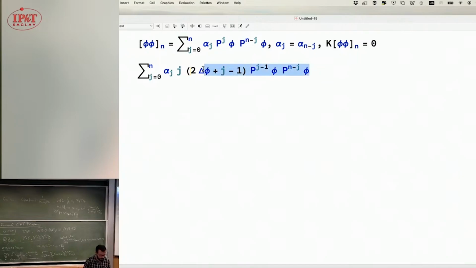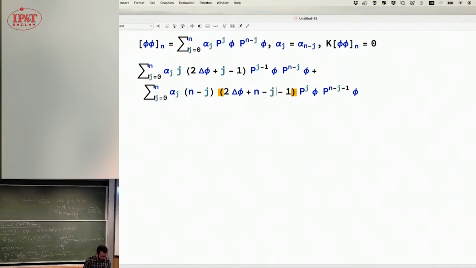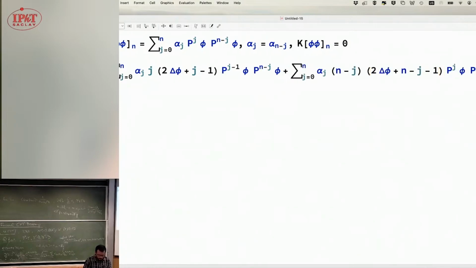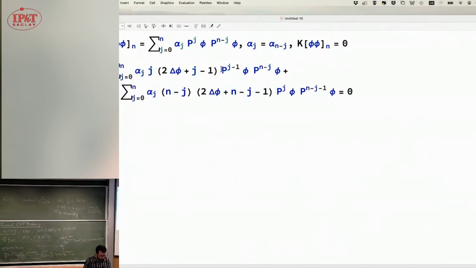That's from the first term, and then from the second term, applying the product rule, it acts on the second one, decreases the power by 1, and then we get n minus j instead of j, and 2 delta phi plus n minus j. Let's make it a bit bigger, and this needs to be equal to 0. Now we need to put together the same operators.